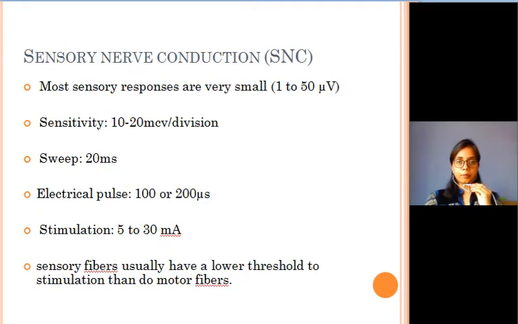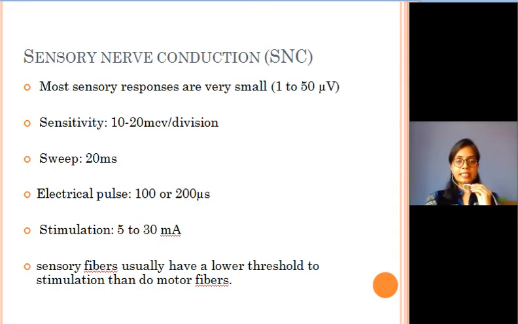These are the parameters for which we examine the sensory nerve. Most of the sensory nerve responses are very small, ranging from 1 to 50 microvolts. The sensitivity is 10 to 20 per division. The sweep speed is 20 milliseconds. The electrical pulse is 100 or 200 microseconds. The amplitude of stimulation ranges from 5 to 30 milliamperes.